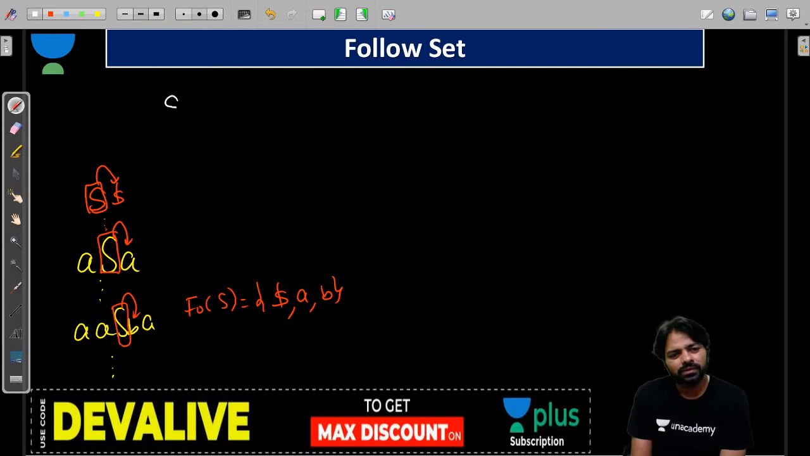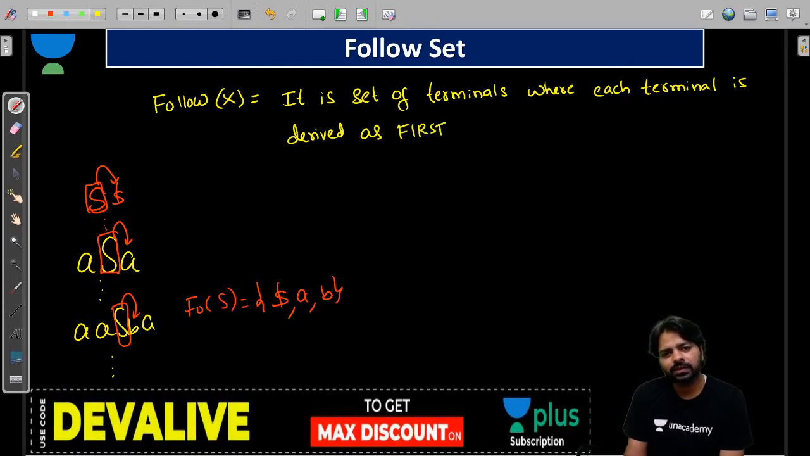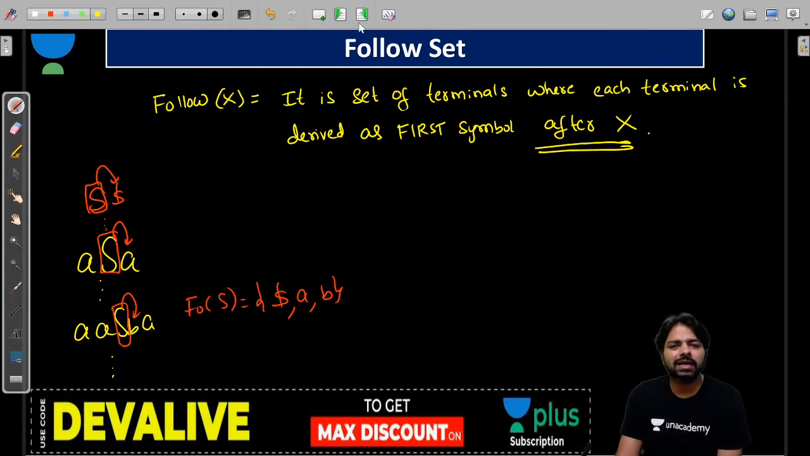Now here, follow of some non-terminal X is also a set of terminals, including the special terminal dollar. It is a set of terminals where each terminal is derived as the first symbol but after X. So if you look at examples, you will understand what I am trying to say.